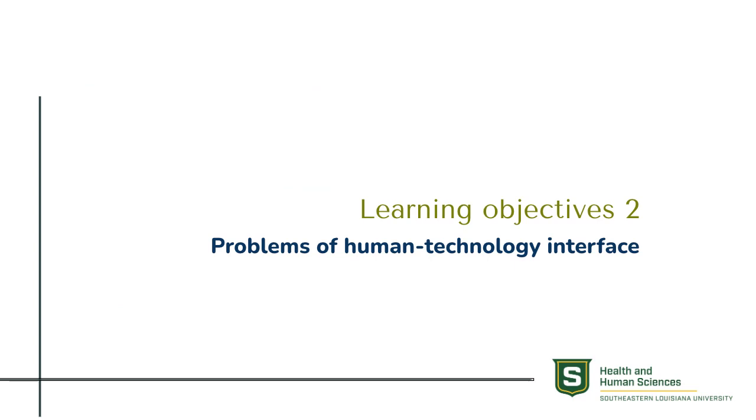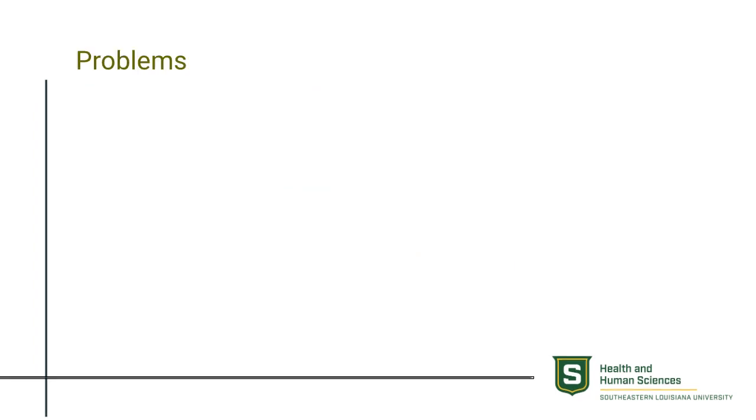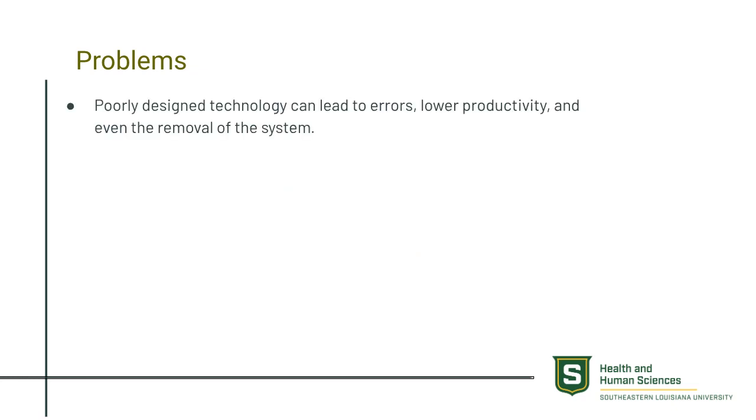Which then brings us to the second learning objective, talking about the problems of the human technology interface. There are a lot of problems, as much as there are good things that happen with introduction. Let's say, off the bat, the problem is that the design was poorly done. The design of the technology can be very poor, and therefore lead to a lot of errors. It could lead to low productivity, or depending on how bad things are, you could reverse the whole thing and say we don't want this technology anymore, let's go back to the way things used to be.